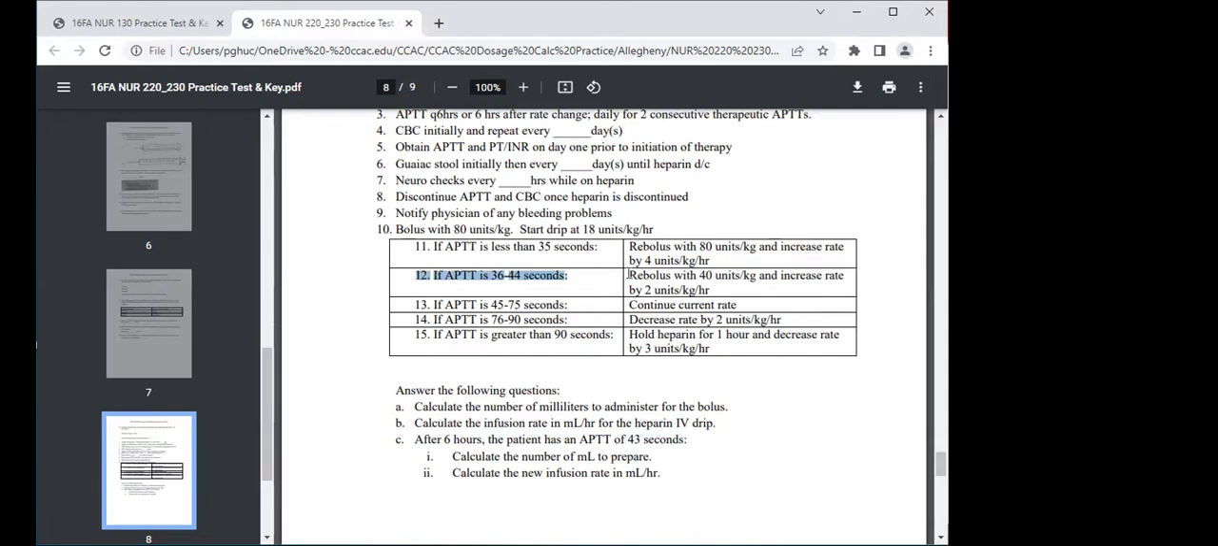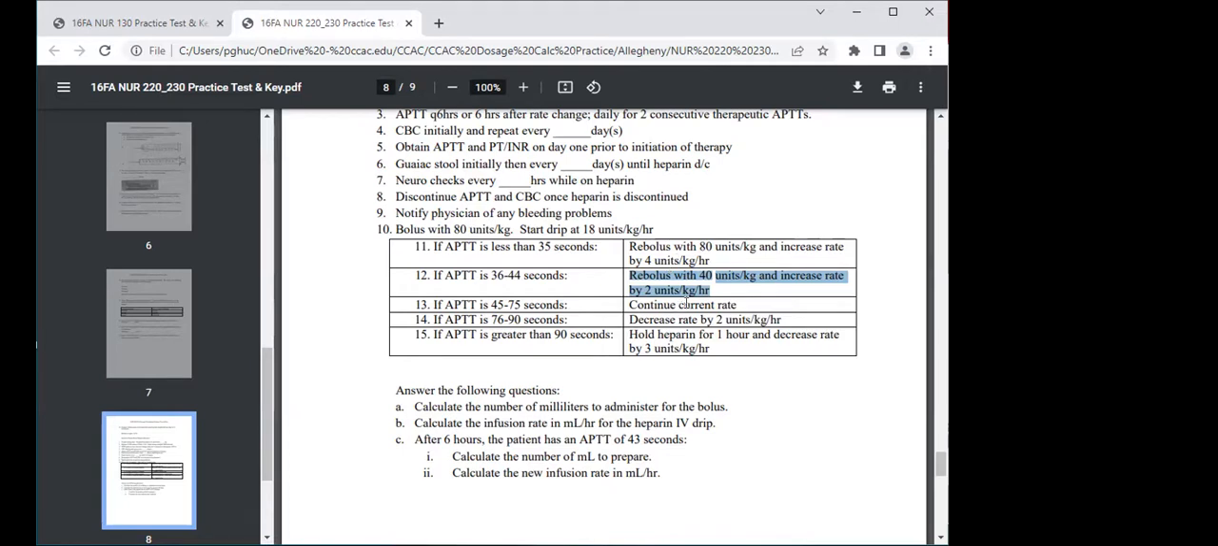It tells me then to rebolus with 40 units per kilogram, and then to increase the rate by 2 units per kilogram. When it says rebolus with 40, that's half of the original bolus. So if you're thinking, okay, the original bolus was 4 milliliters, I'm probably going to give them 2 milliliters, you would be correct. That would be fine to do.